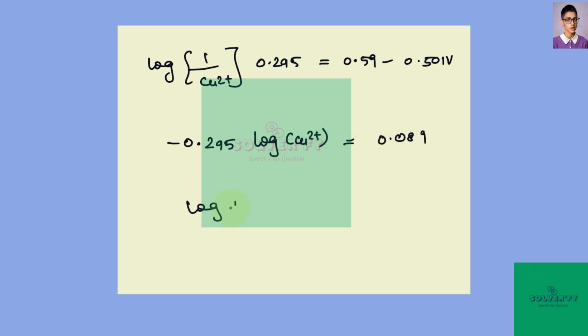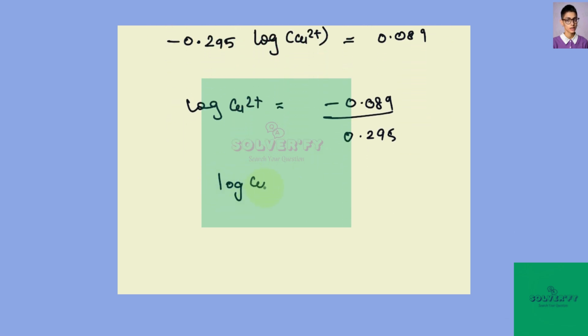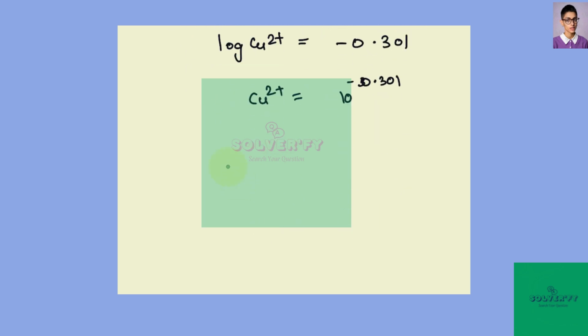So log of copper 2 plus ion is equal to minus 0.089 upon 0.295. This 0.295 will go here in division. So we have log of copper 2 plus ion is equal to minus 0.301. So the concentration of copper 2 plus ion is equal to 10 raised to the power minus 0.301. So from this we can say that the concentration of Cu2 plus ion is equal to 0.500 molar.